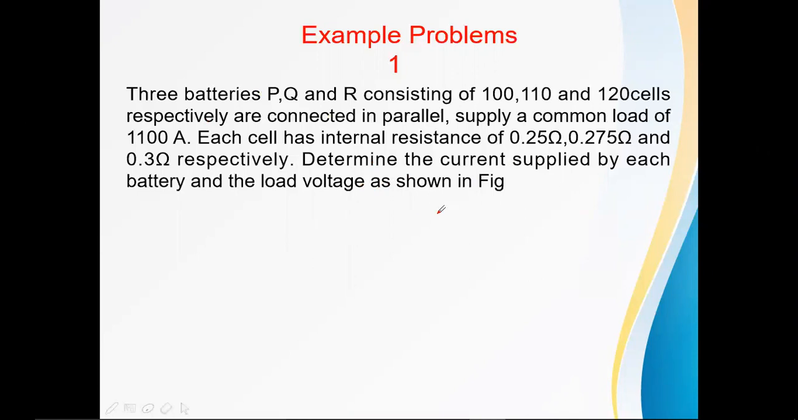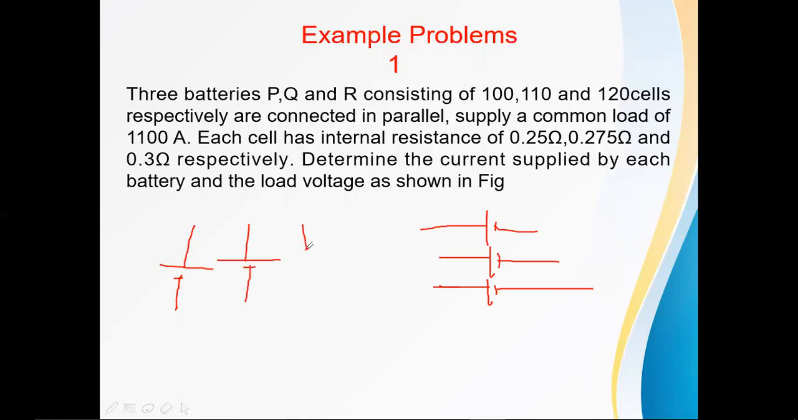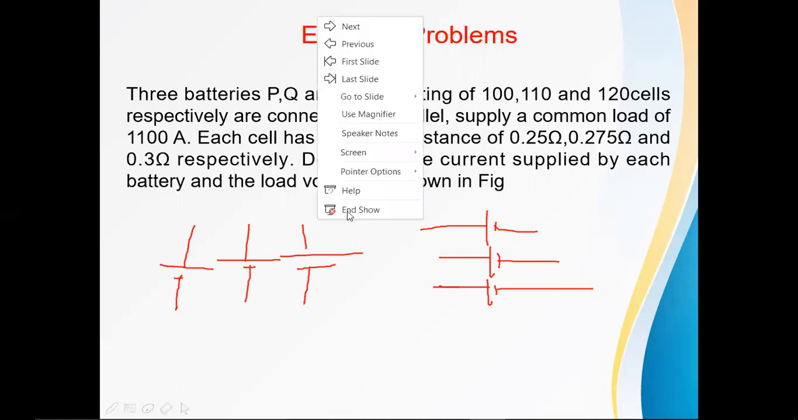Let me take these three batteries. One battery, and this is one more battery, and this is one more battery. Three batteries are connected in parallel. You can draw it in a horizontal way or in a vertical way. Don't worry, you can draw in any mode as per your interest, but I am drawing in this mode.